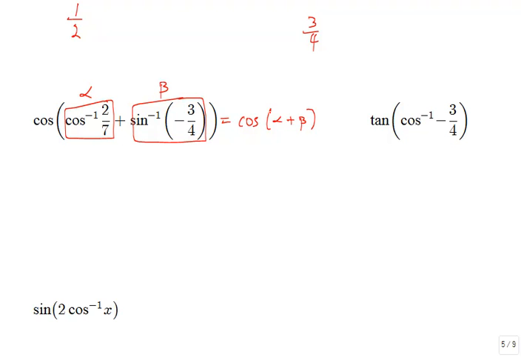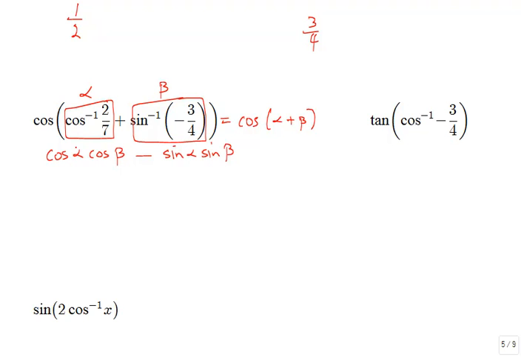Now remember, you're not allowed to figure that out by just doing cosine of alpha and cosine of beta. This requires that sum formula identity that we have for cosine, which is cosine of the first angle times cosine of the second angle minus sine of the first angle, sine of the second angle. And what I'm going to do next here is substitute in what all these alphas and betas are going to be based on some triangles.